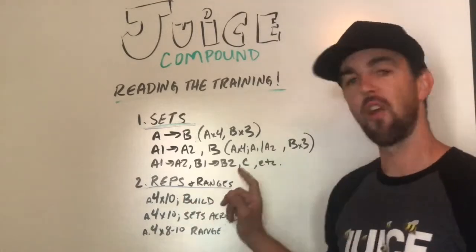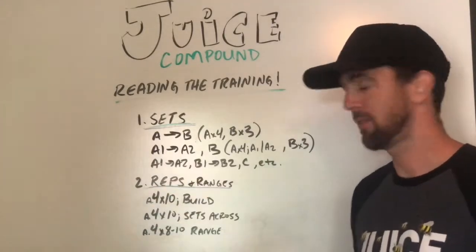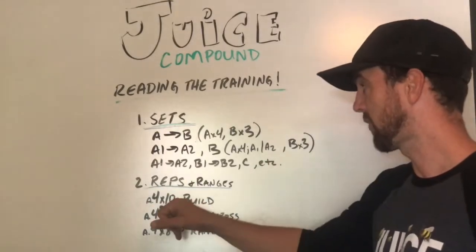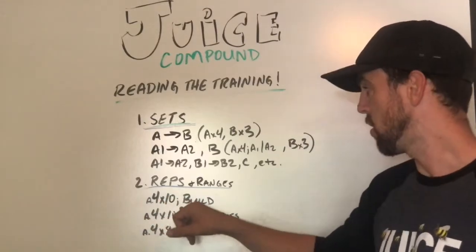The first one is a very common one. We just call it build. Let's say, again, A is 4 times 10. That means 4 sets of 10 reps is how that's written. Sets, then reps here. And you're going to build.